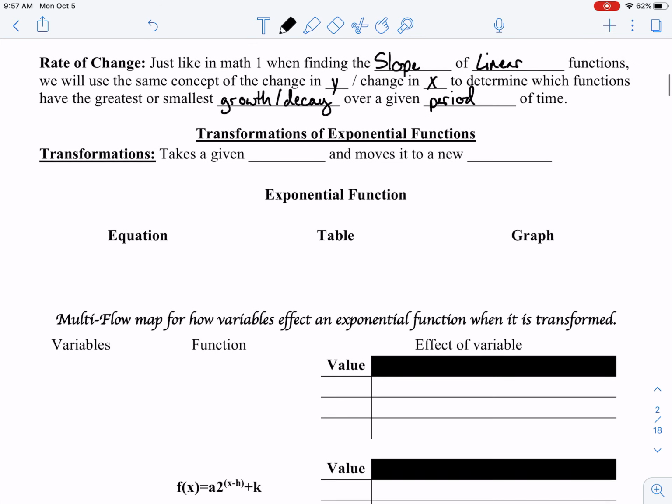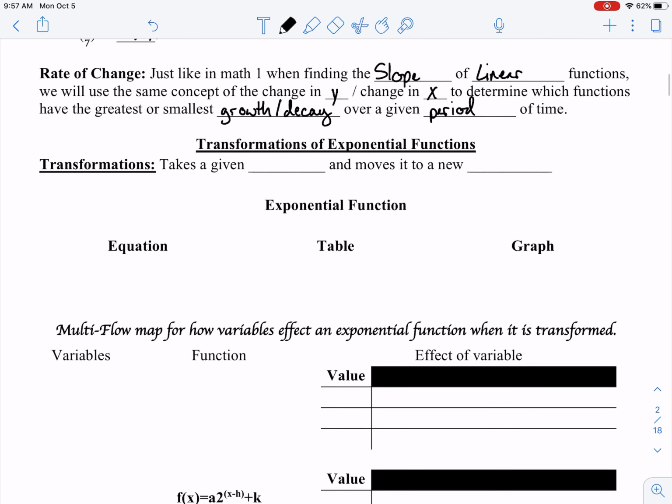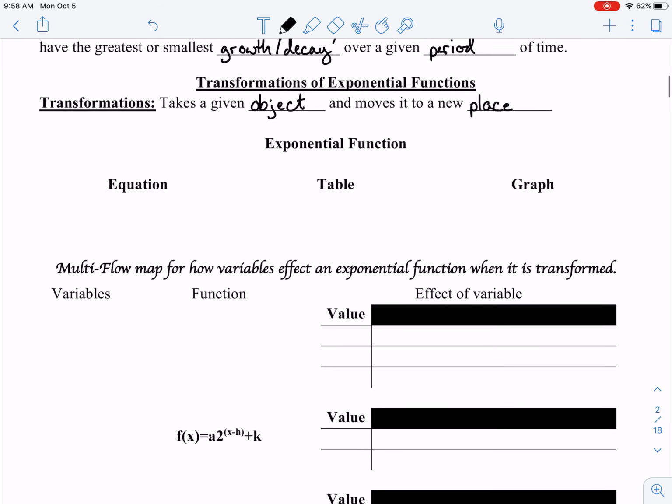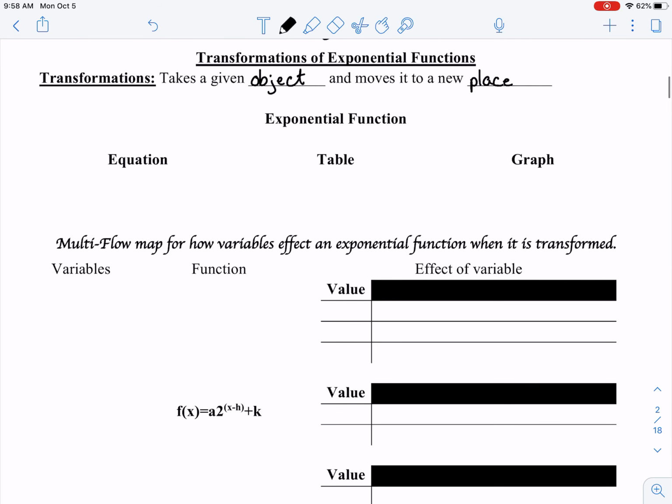Okay, and again, we'll be transforming them as well, and transformations just takes a given object and or function. I'm going to use object since I like looking at graphs, and moves it to a new place. Again, we've covered transformations already, in Math 3 earlier and as well in Math 2.